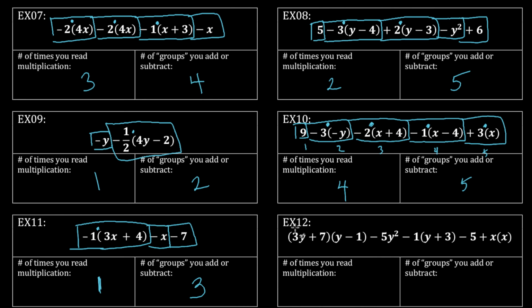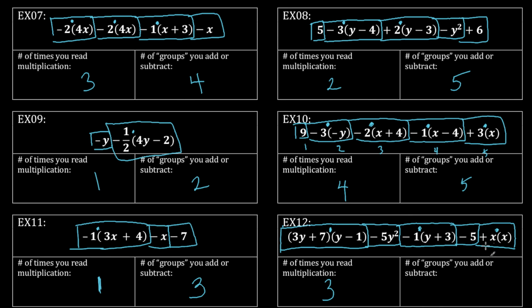And our last example, example number 12, 3y plus 7 times y minus 1 minus 5y squared minus 1 times y plus 3 minus 5 plus x times x. So there were 3 multiplications. I start off with 3y plus 7, and I multiply by y minus 1, and I take away 5y squared, and I take away 1 times y plus 3. I take away 5. I add x times x. So 1, 2, 3, 4, 5 groups.